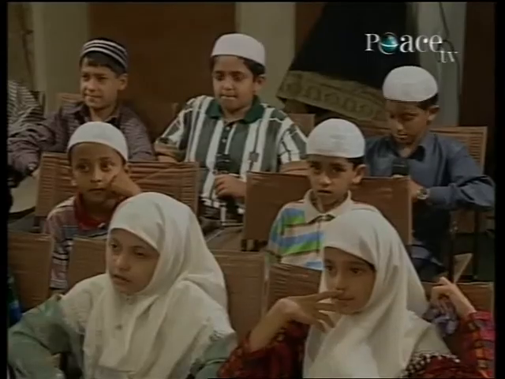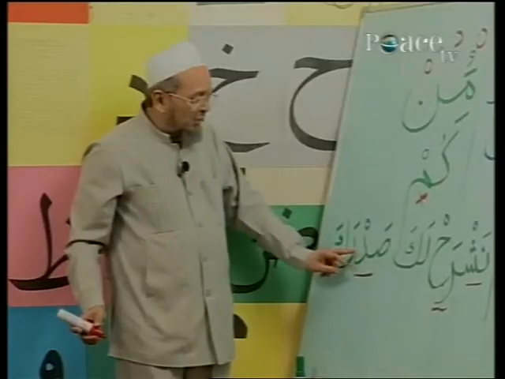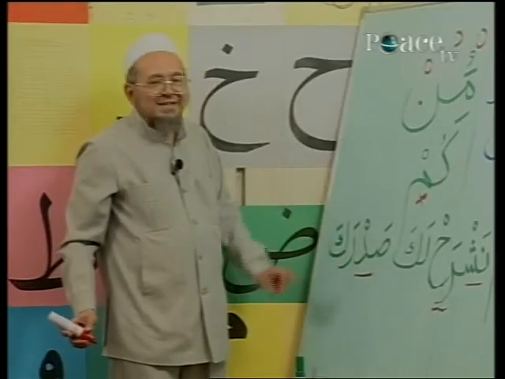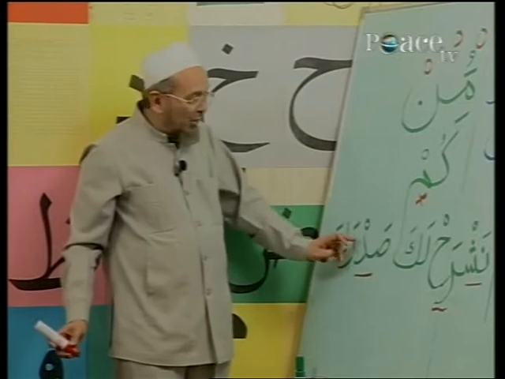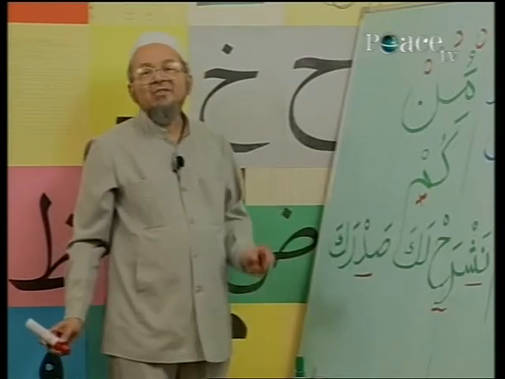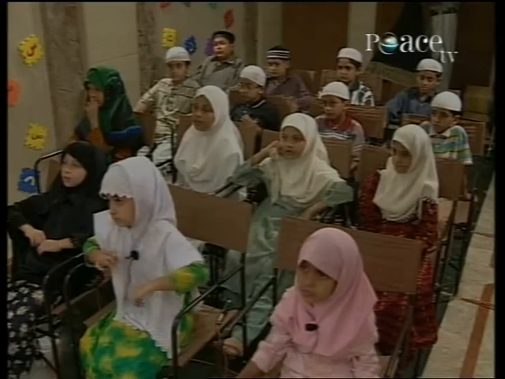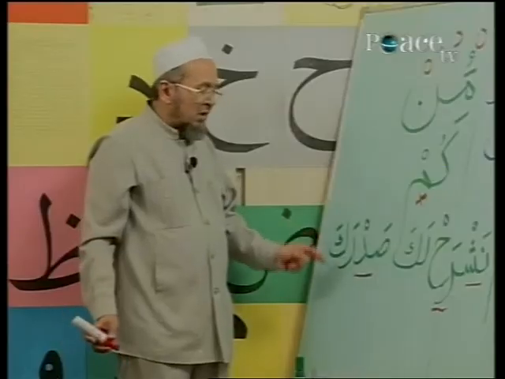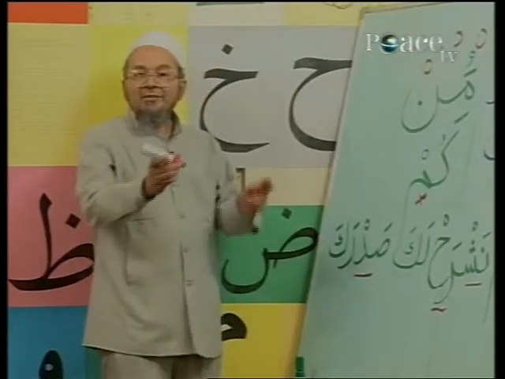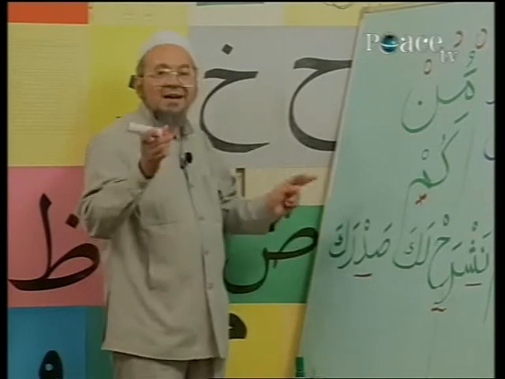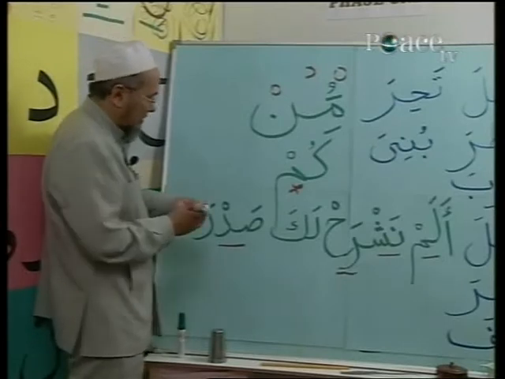Then here, sa joins with what? Da, which is sukoon, which carries what? Sukoon sign. So it will become what? Sad. And then ra is mobile, ra, and ka is mobile, ka. Sad, raka.